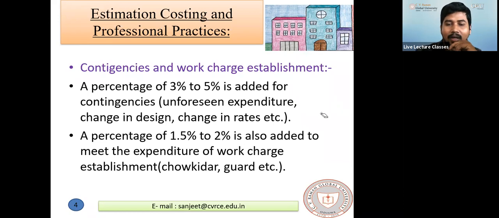Suppose some owner tells the contractor to construct an apartment for them. So for that owner, the contractor may charge 2% extra for the cost of the chowkidar because he is the person who is taking care of all of your things at the construction site.